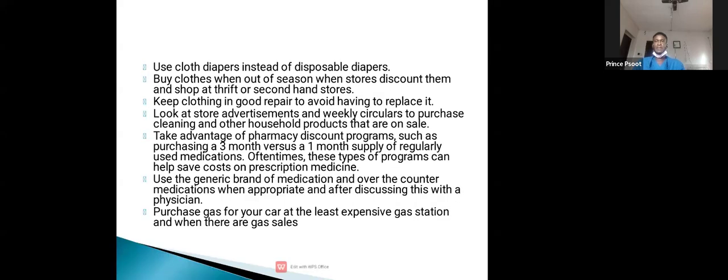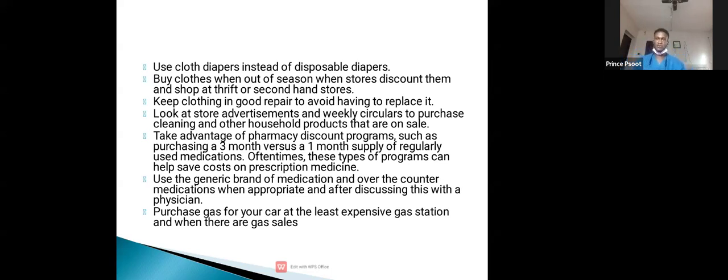Then you use cloth diapers instead of disposable diapers to help your finances. And the cloth diapers can be washed and reused. Then you keep clothing in good repair to avoid having to replace them. Then you look at your store advertisements and weekly circulars to purchase cleaning and other products that are on sale.